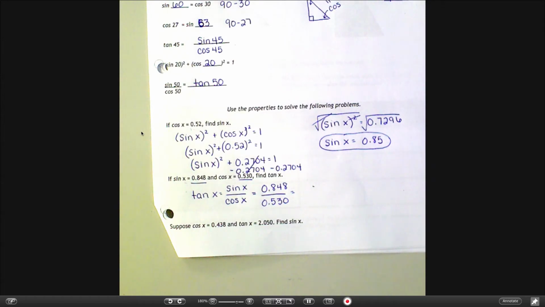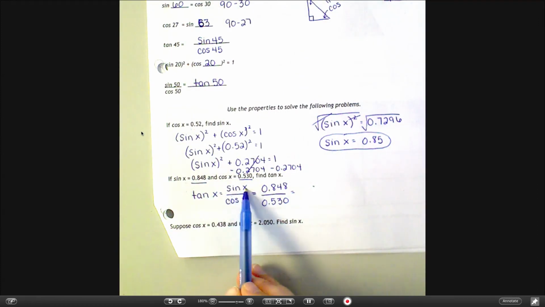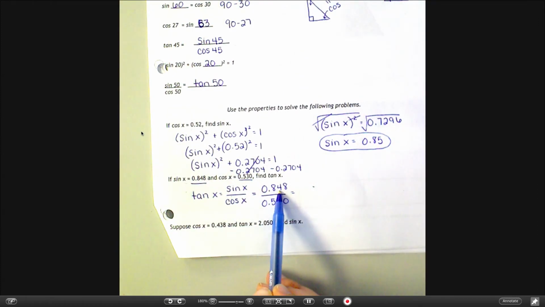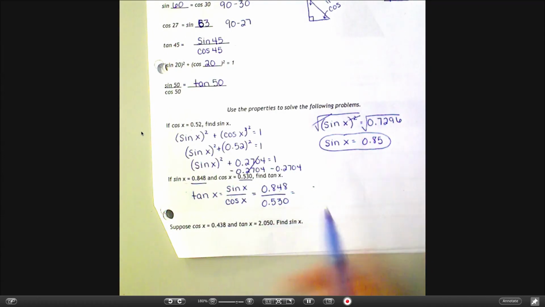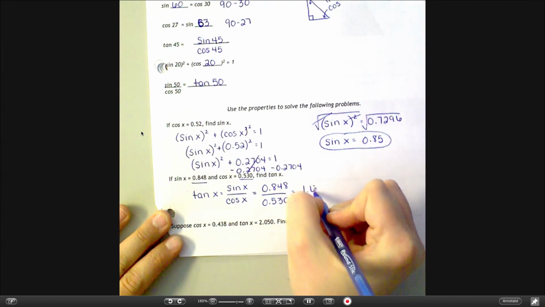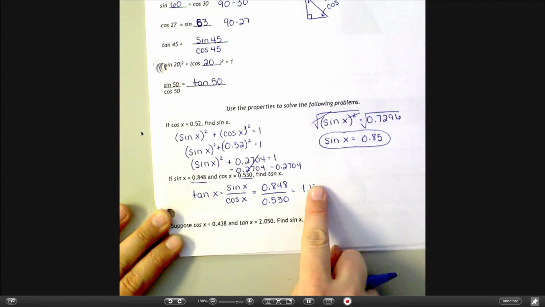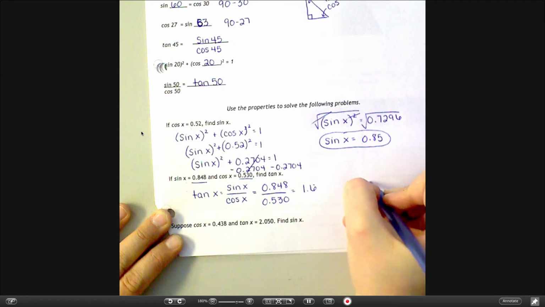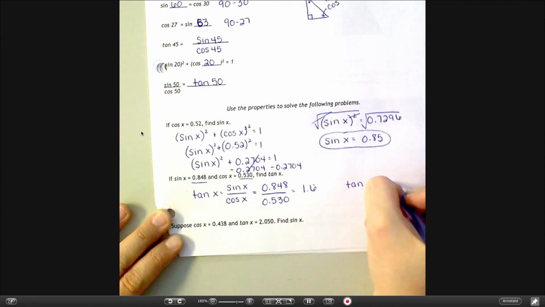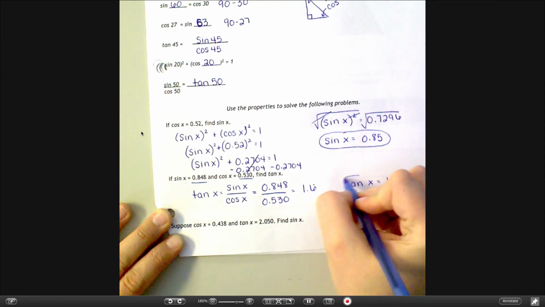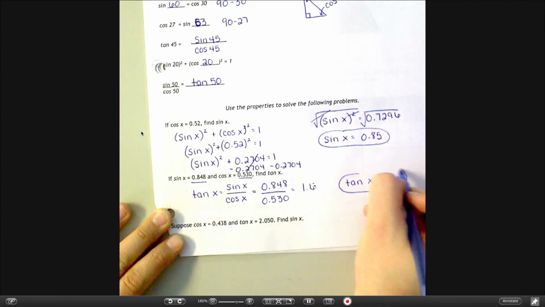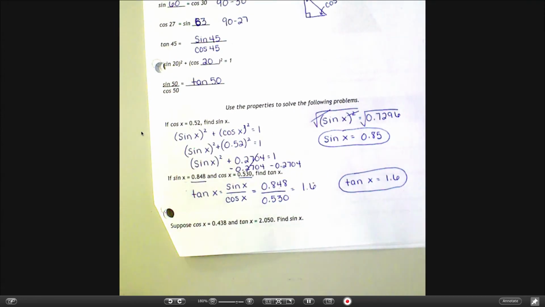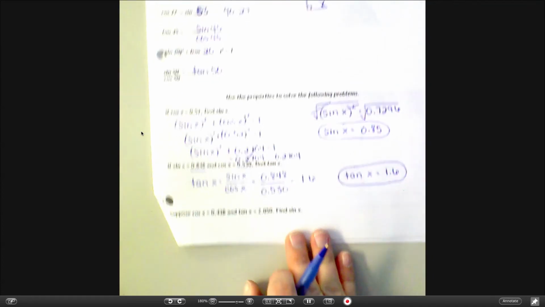0.848 divided by 0.530. Don't you have to do the sine equal 1.3? Nope, because this told me the sine of x is equal to that. Oh. Okay? I'm sorry, was it 1.6? Is that what I heard? All right, so that means tangent of x is equal to 1.6. So these are ways that you can kind of transfer between sine, cosine, and tangent without knowing what your angles are. Okay?